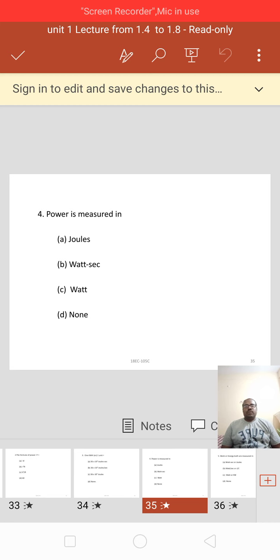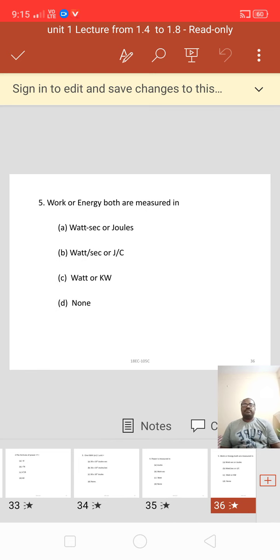Fourth one: power is measured in. Options are joules, watt second, watt, none. By recalling all the aspects in our lesson, we can deduce that power is measured in watts. Simply, power is measured in watts.